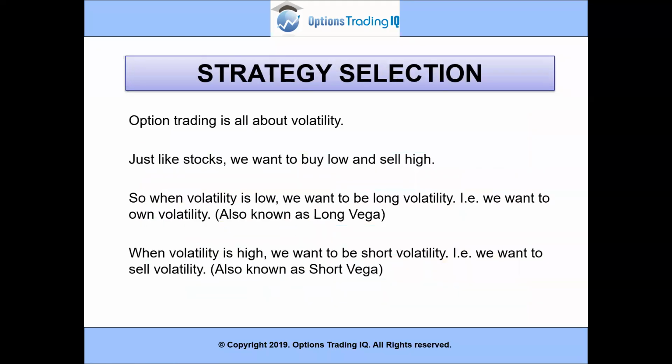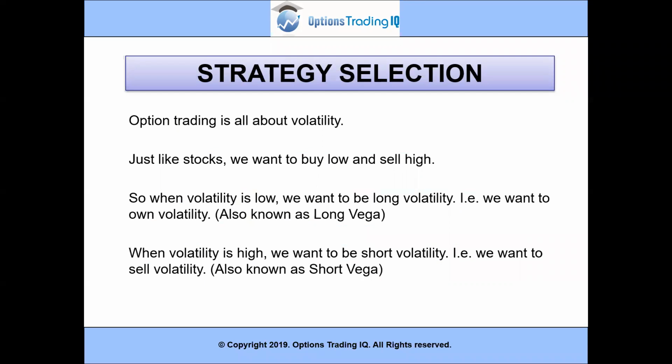All right, strategy selection. Option trading is all about volatility. Just like stocks, we want to buy low and sell high. So when volatility is low, we want to be long volatility. In other words, we want to own volatility, also known as long vega. And when volatility is high, we want to be short volatility. In other words, we want to sell volatility, also known as short vega. We talked about that a little bit last week.